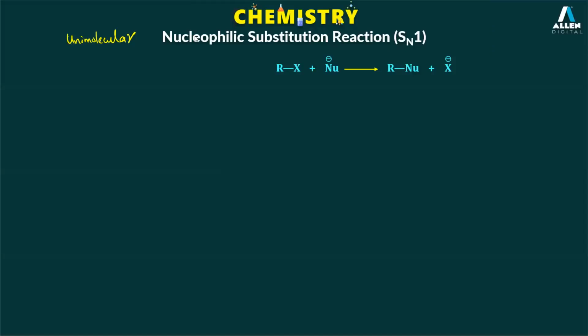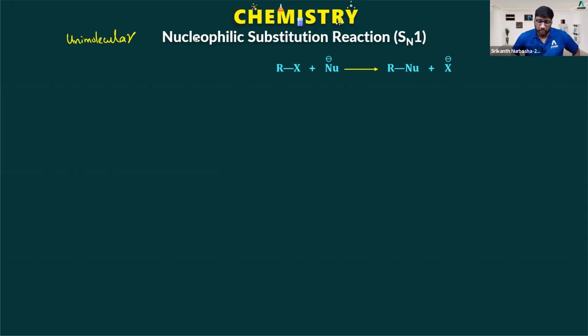What is the order of this particular reaction? The order is going to be 1, unimolecular, because the first step is the rate determining step. Formation of a carbocation is the rate determining step. So the rate of the reaction is directly proportional to only the concentration of the substrate. Order is going to be 1. Molecularity is also 1.